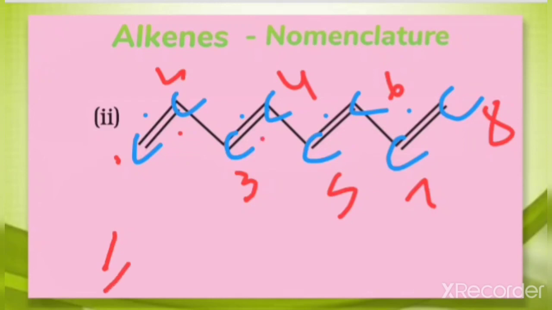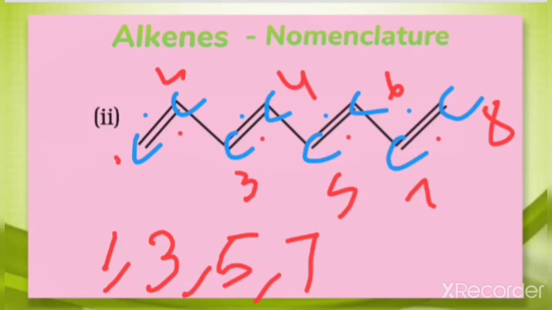This one is between 3rd and 4th, that's why we can use 3. And this one is between 5 and 6, so we can use the number 5. And this one is between 7 and 8, therefore use the number 7. So 1, 3, 5, 7.